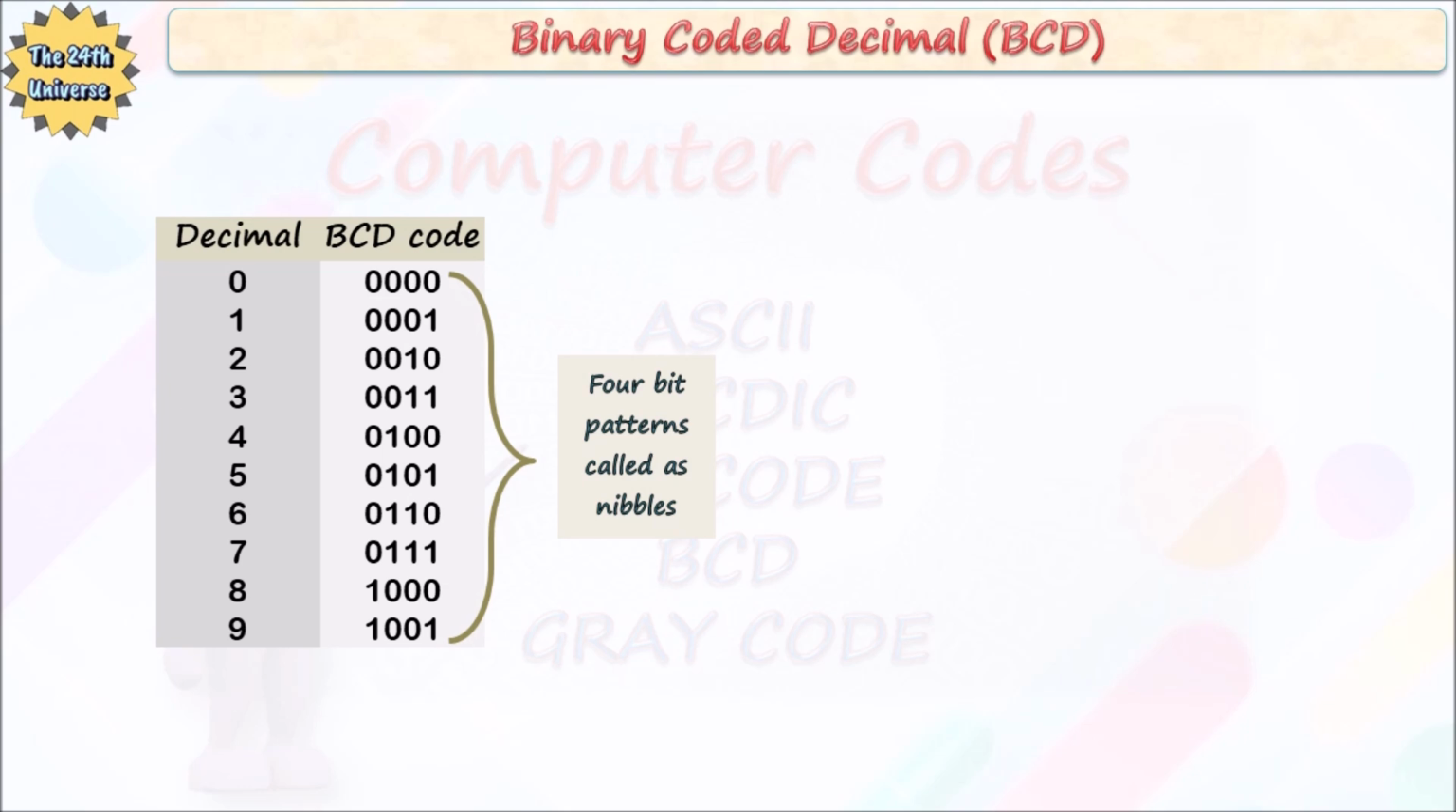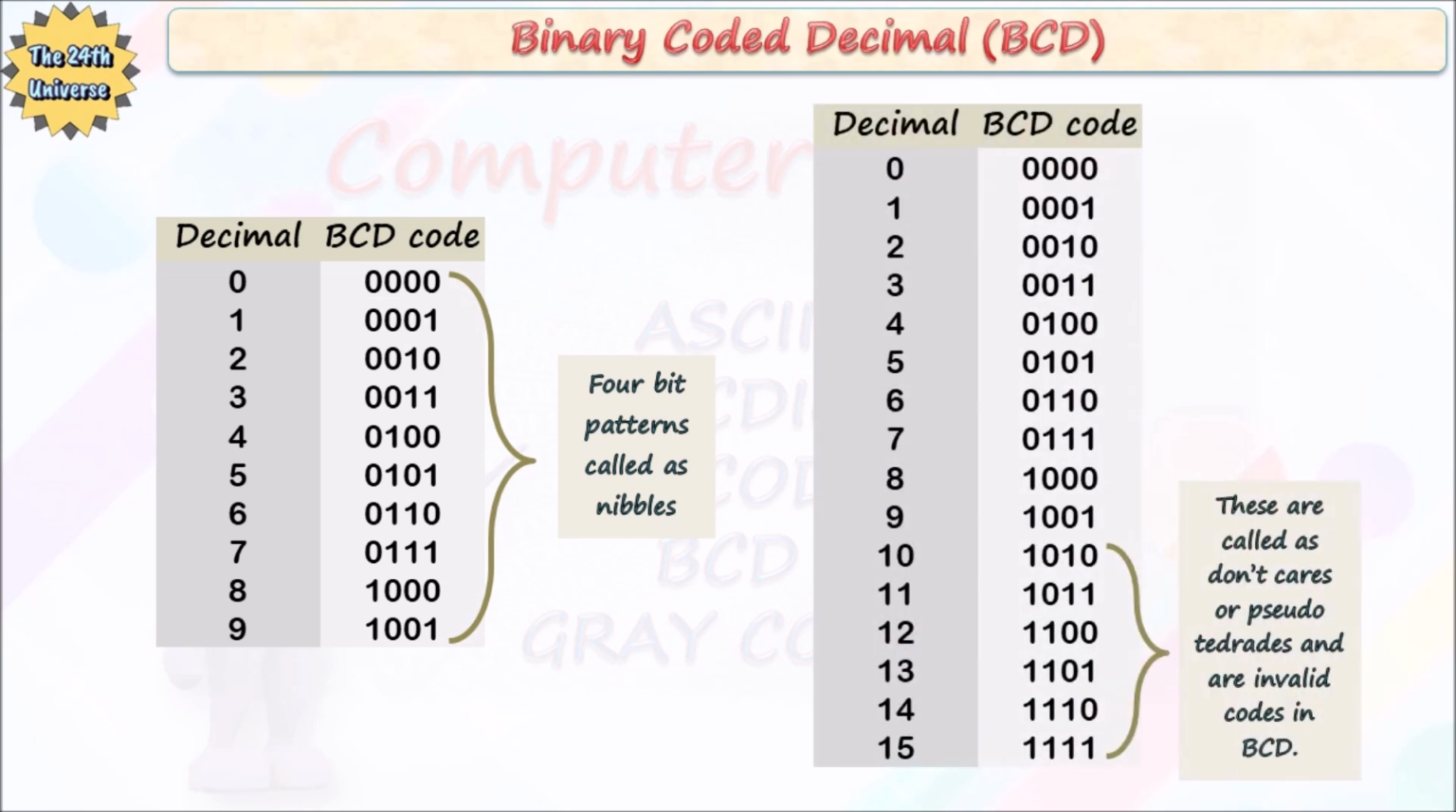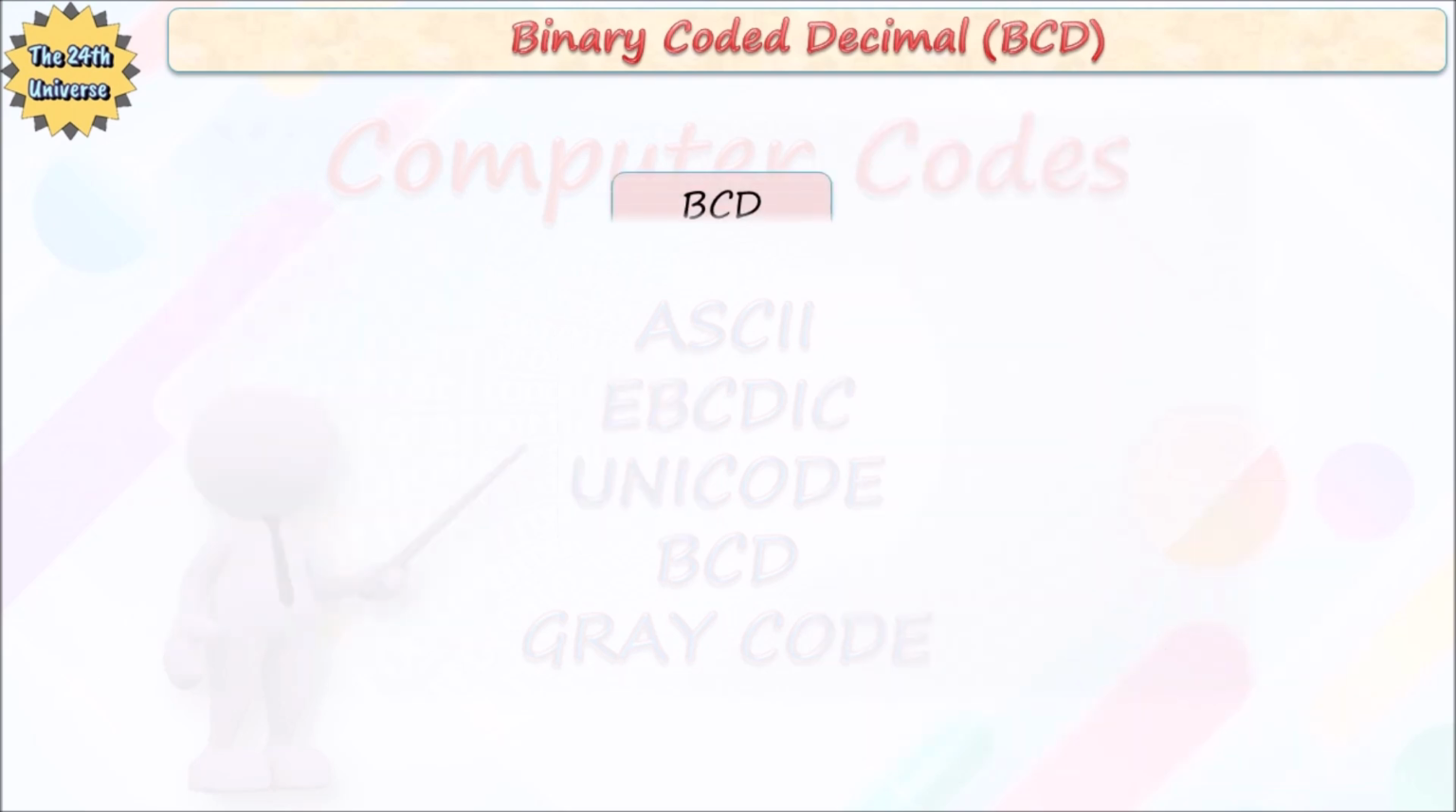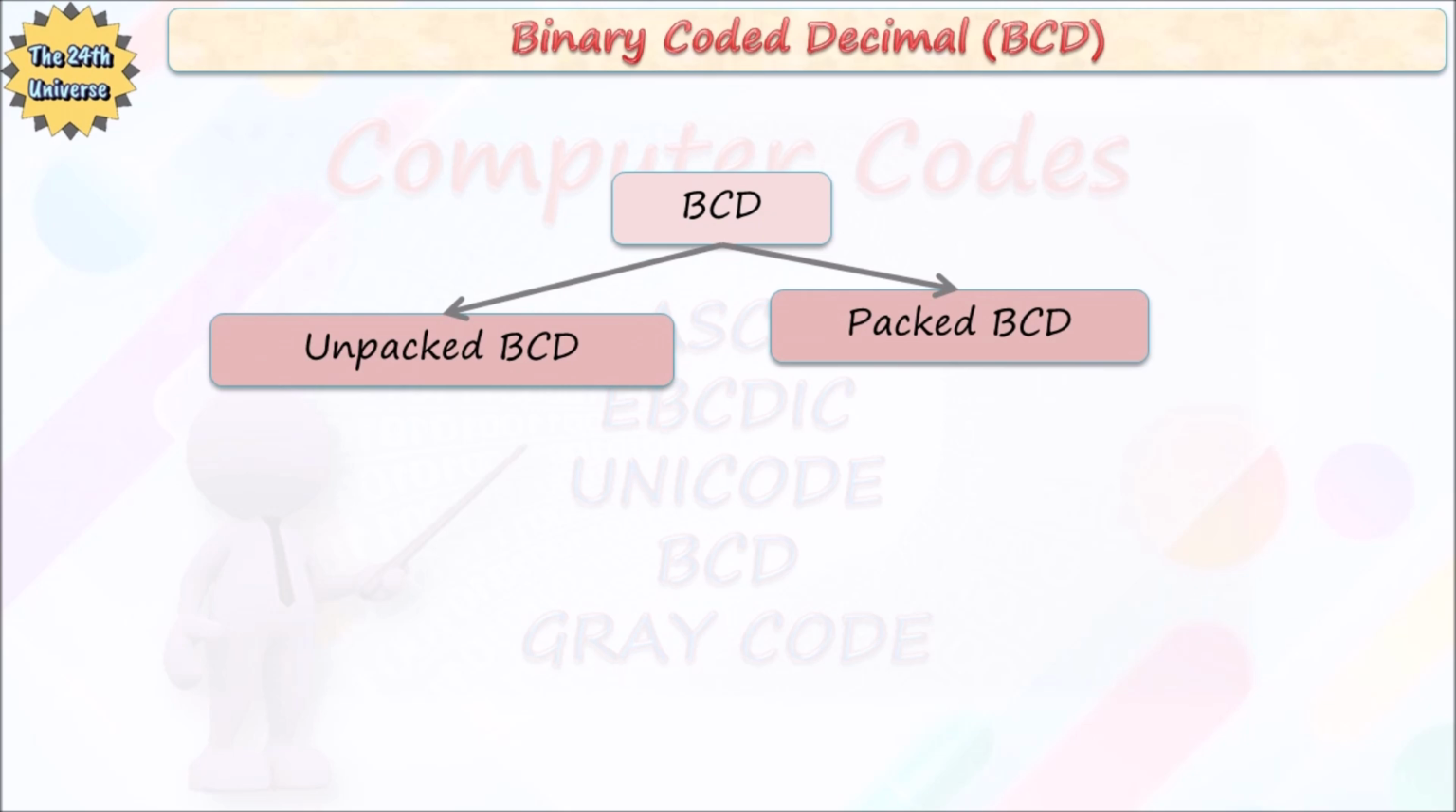It ranges from 0 to 9. With 4 bits, you can also represent 10 to 15, but in BCD they are not valid and are called don't cares or pseudo-tetrads. There are two variations in this: unpacked BCD and packed BCD.